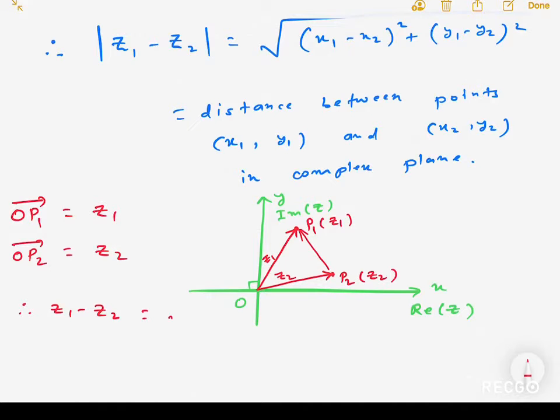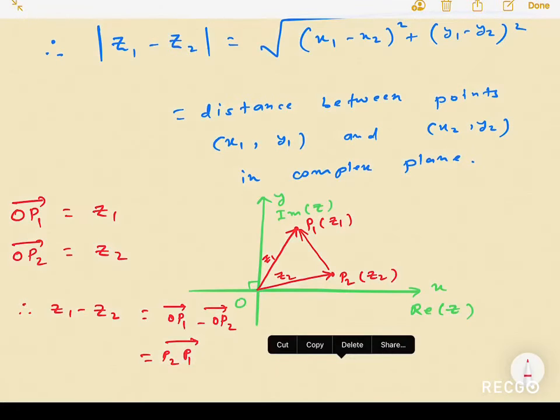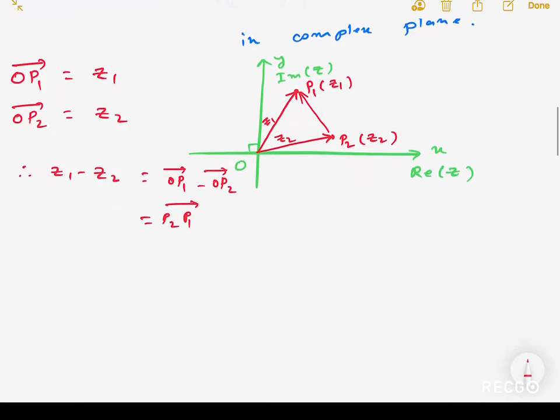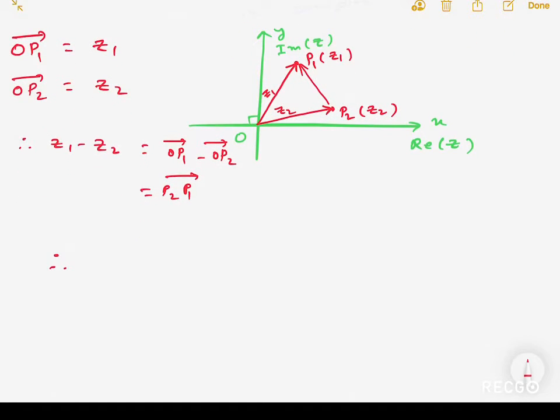So z1 minus z2 represents OP1 vector minus OP2 vector, and this is equal to P2P1 vector, right? As I said. Now if I ask you to elaborate it in further detail, in the last video we had seen that the resultant of the vectors z1 and z2 is z1 plus z2, and that is obtained by drawing the parallelogram, right? So in this case also, if I draw a parallelogram, let's see that later.